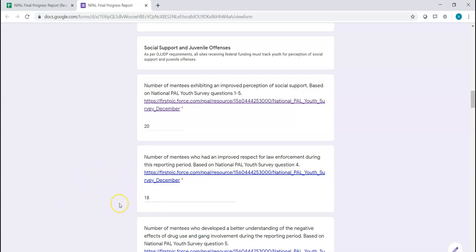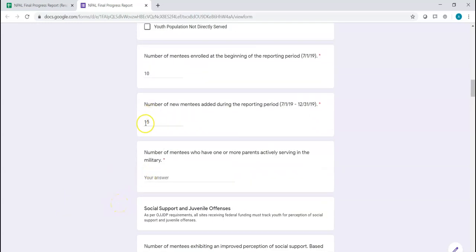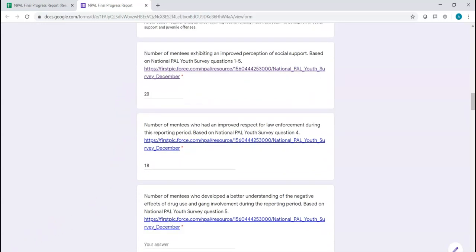Again, this would have to be in alignment with the number of mentees that you reported up here. It couldn't be higher than that number for any reason.